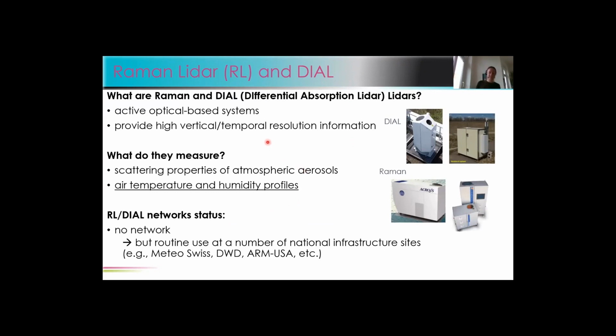Talking about Raman lidar and DIAL systems, they are similar to ceilometers: active optical-based systems that use pulses of laser radiation to probe the atmosphere and to provide high vertical and temporal resolution information. And what kind of information? Similar to ceilometers, the scattering properties of atmospheric aerosols, plus, in addition, they are also able to measure air temperature and humidity profiles, and both of these parameters are key parameters to fill the observational gap in the boundary layer.